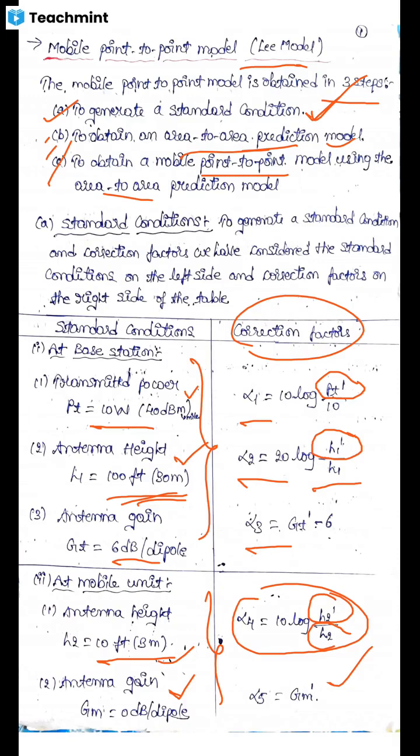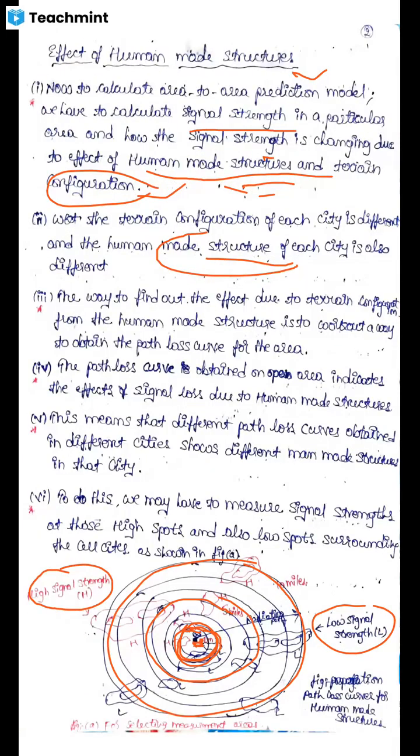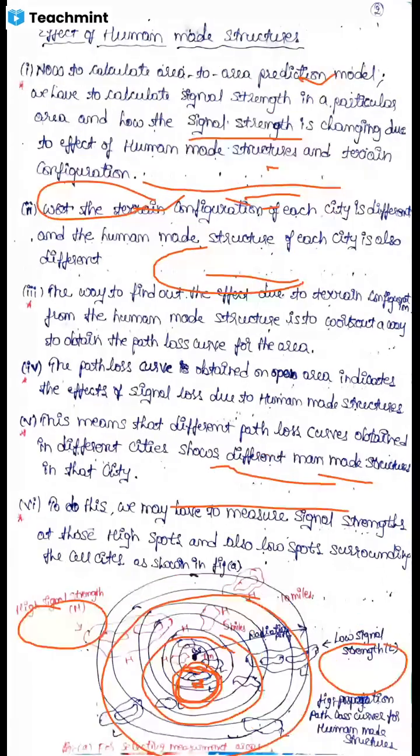And coming to the second step, the area to area prediction model, we are studying it. We also say it as the effect of human-made structures. In the effect of human-made structures, we are calculating the path loss curve. To calculate the path loss curve, we are studying here the signal strength, how the signal strength is changing in a particular area due to different human-made structures or natural terrain configurations. We already know that each area is different from another area, and we will get different path loss curves in different areas or different cities due to different human-made structures or natural terrain configurations.